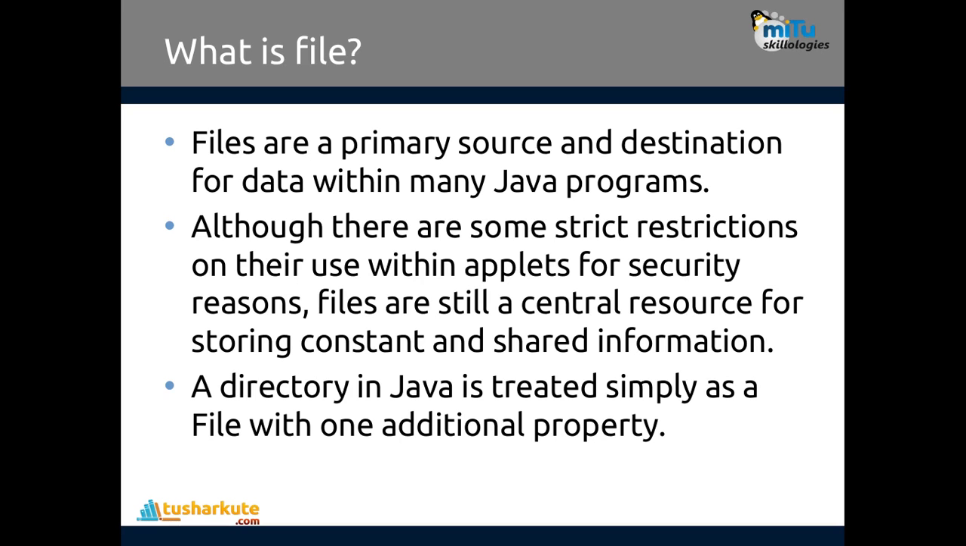So what exactly does a file mean? Files are the primary source and destination for data within many Java programs. Although there are some strict restrictions on their use within applets for security reasons, files are still a central resource for storing constant and shared information. A directory in Java is treated simply as a file with one additional property: it holds a collection of different kinds of files inside it.